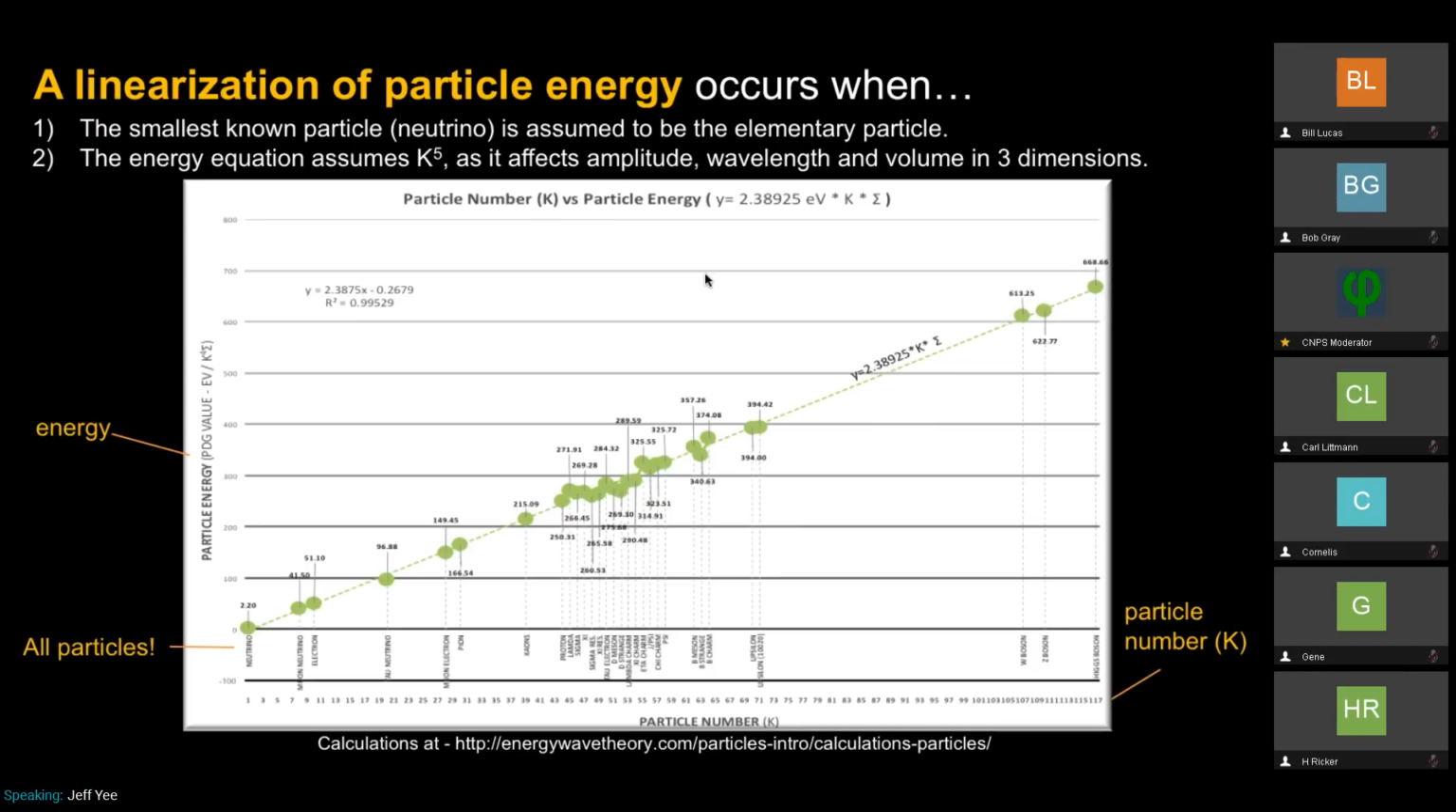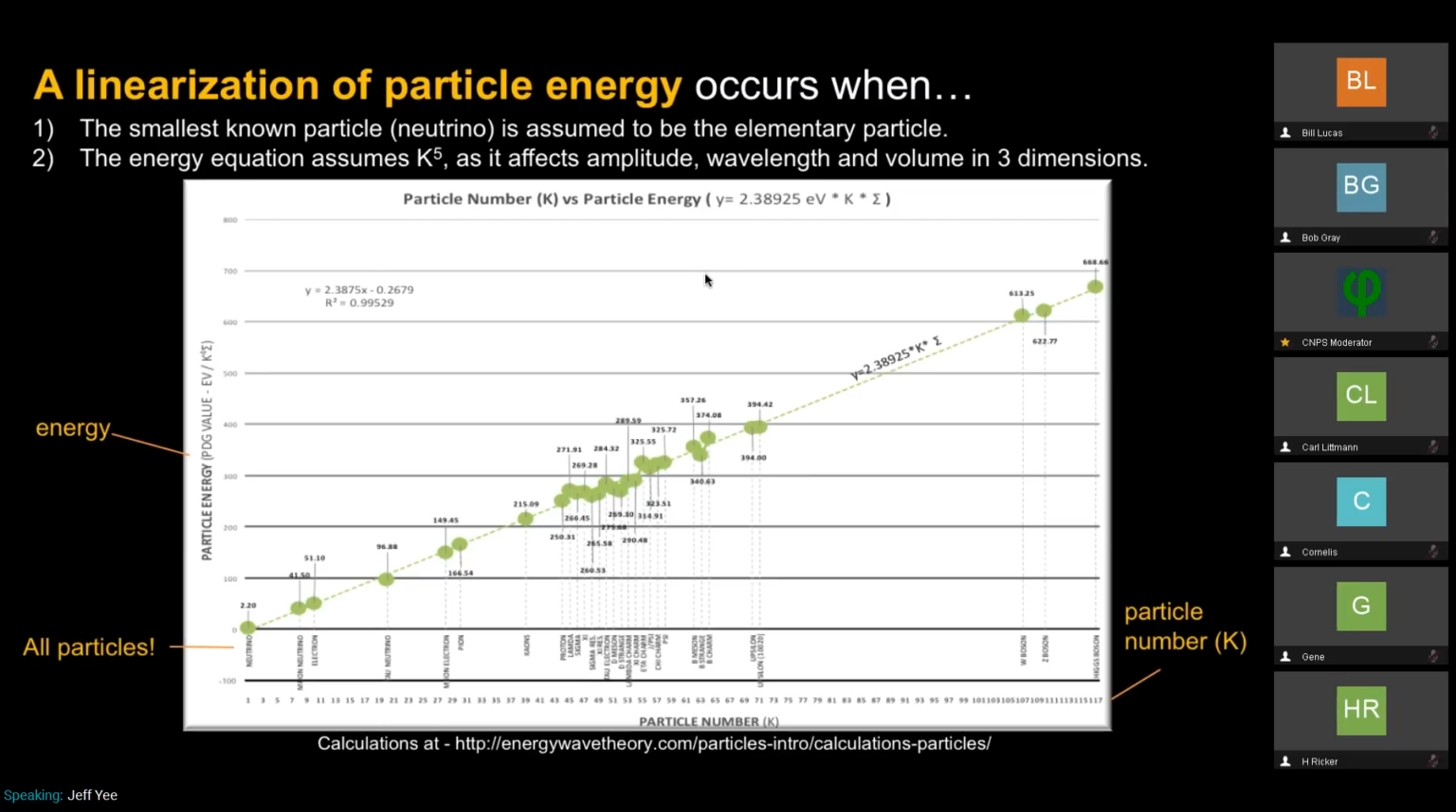It's a linearization of particle energies, all the particles, ranging from the smallest known one, very bottom left. I know this is probably going to be small and hard to read, but you see the URL at the bottom of my page. You can see how the calculations were done, as well as the image that you can blow up and see in a higher resolution. But all the particles from the neutrino to the Higgs are listed here.